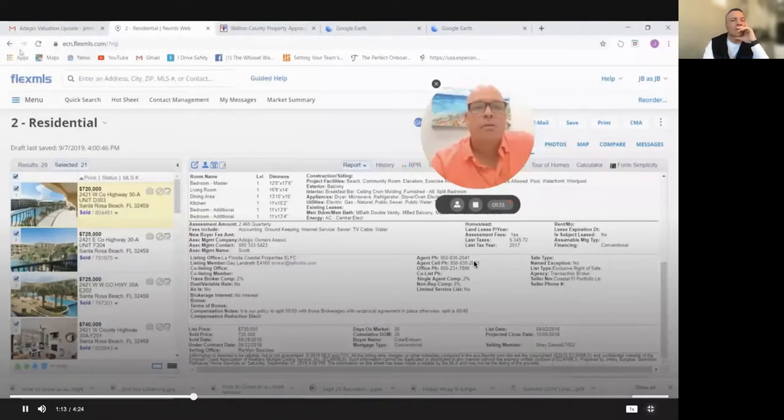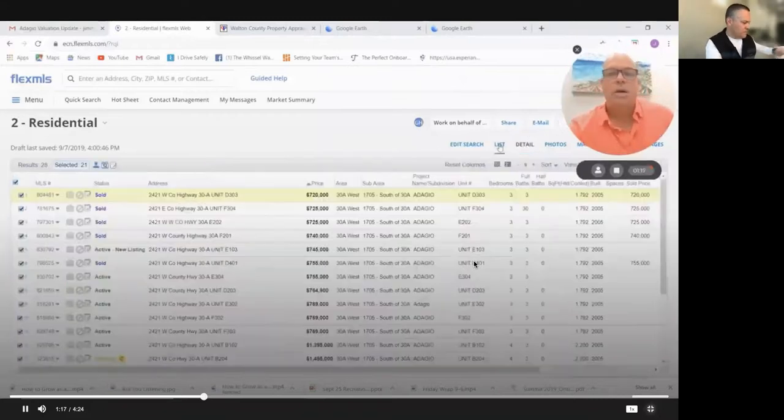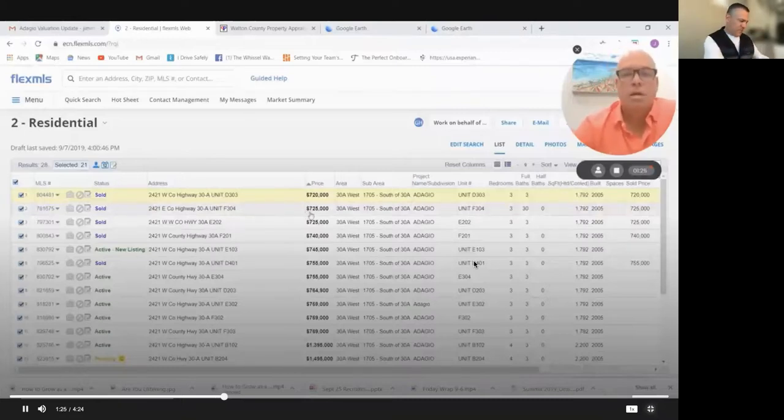And when we go back over here to this list, let me move this around just a little bit. When we go back over here to this list, you can see that's the only one that sold in the last year. These others were sales that you're probably familiar with that happened previously.